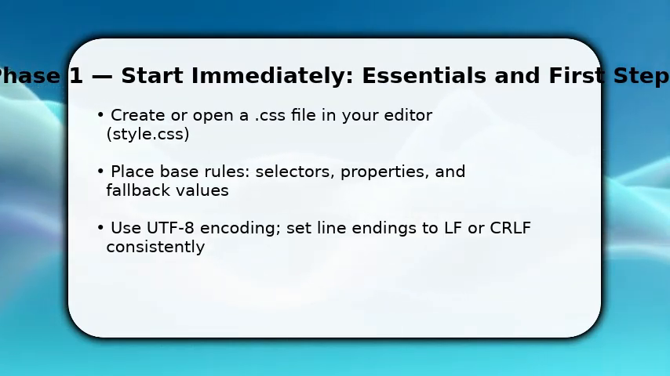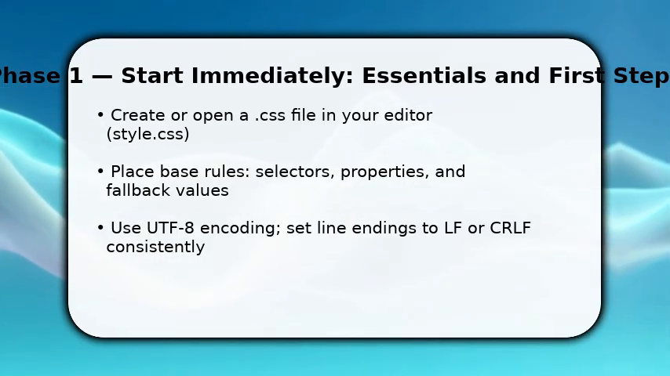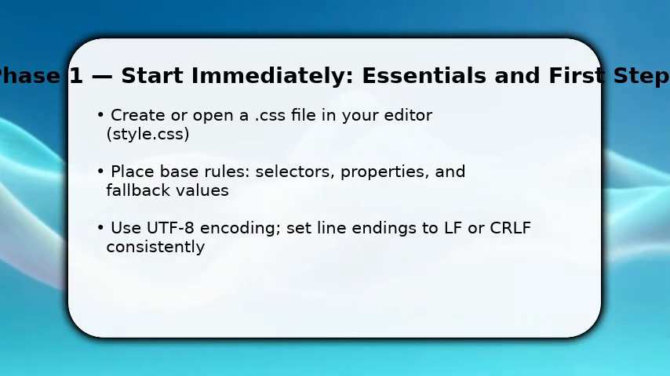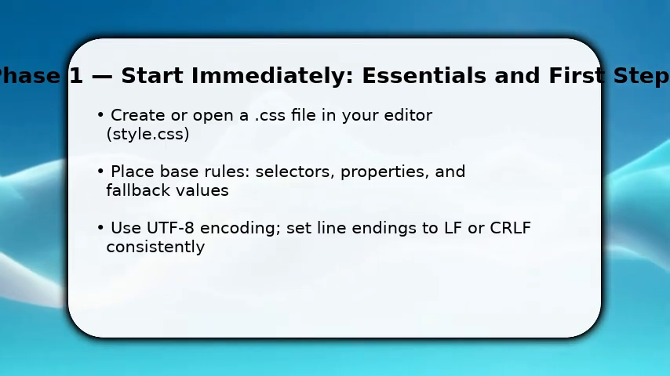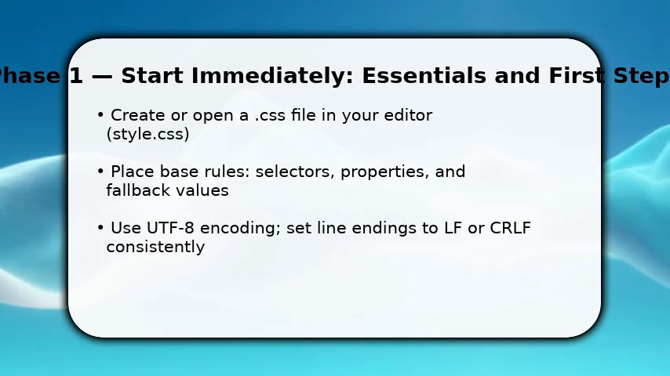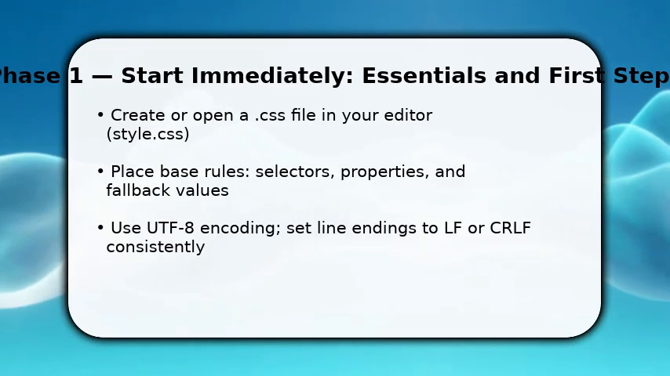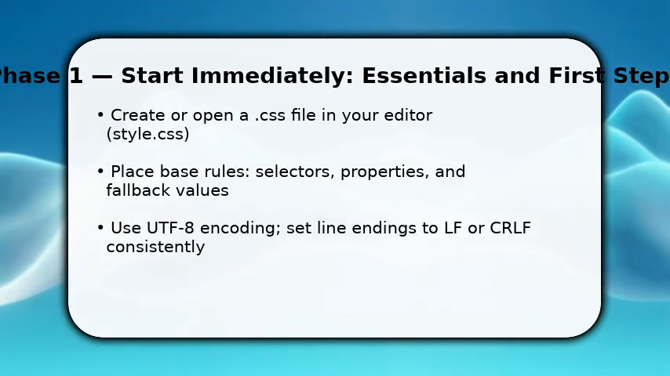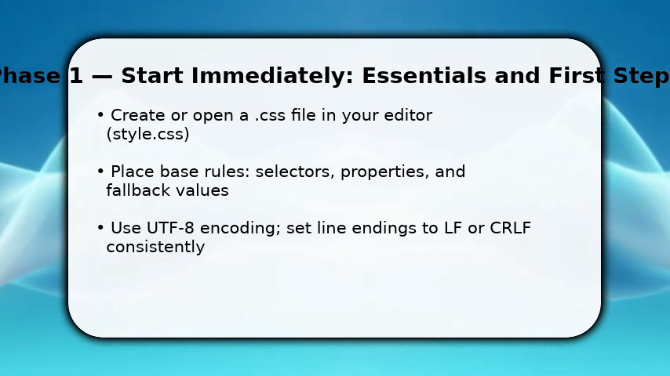You begin by creating the file you will save. Name it with a CSS extension so browsers recognize it. Once done, type your initial selectors and properties and include fallback values for older browsers. Make sure to set the file encoding to UTF-8 and choose consistent line endings, because inconsistent endings cause diffs and merge issues. Save immediately with Ctrl+S or Command+S to create the file on disk. This locks in the file name and path for later linking.